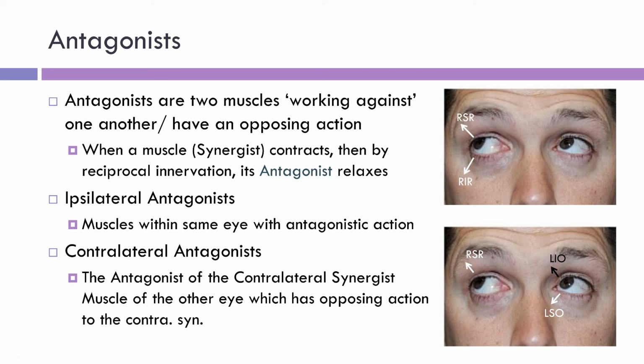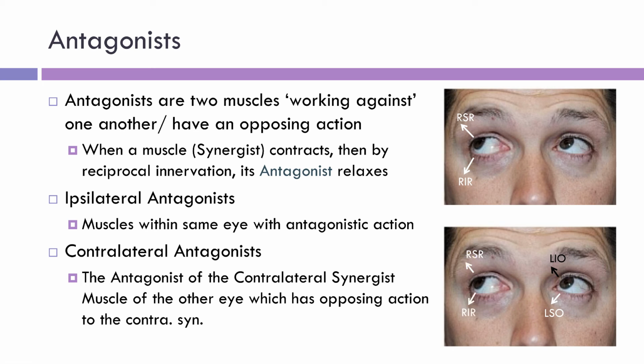We also have what's called the contralateral antagonist. So, which muscle is the contralateral antagonist to the right superior rectus? Well, we know it's going to be in the opposite eye, but we know that this muscle here, the left inferior oblique, is the contralateral synergist, so it's not that. It needs to be the antagonist of the contralateral synergist, the left superior oblique. So, the left superior oblique is actually the contralateral antagonist of the right superior rectus.